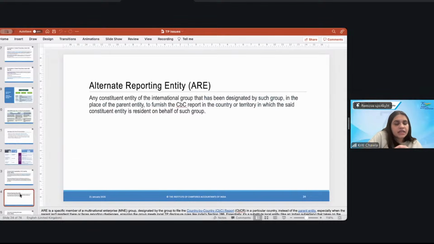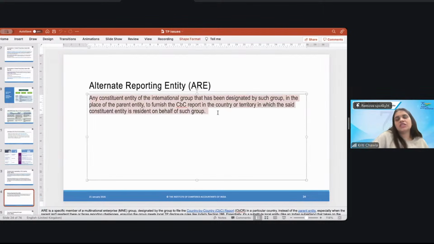The next thing when it comes to CbCR is something called the alternate reporting entity. Now, take a minute and read through this. Does it make sense? What is the alternate reporting entity? This is a concept which is internal to CbCR, the alternate reporting entity.